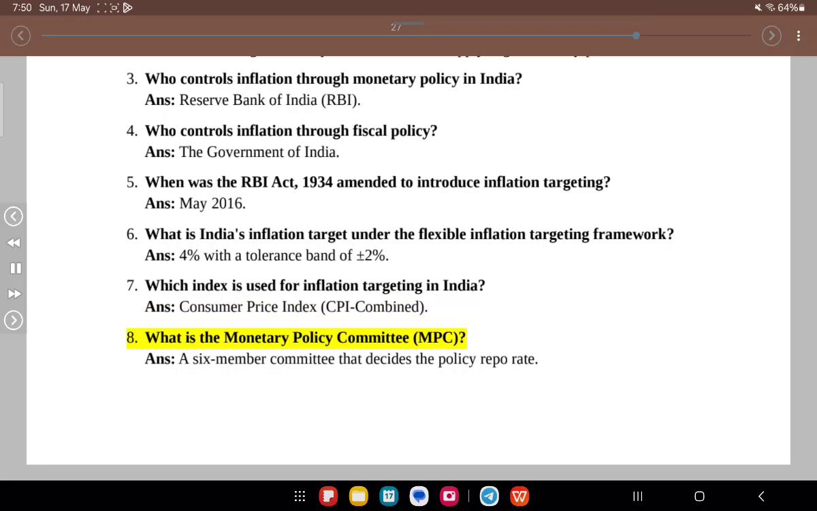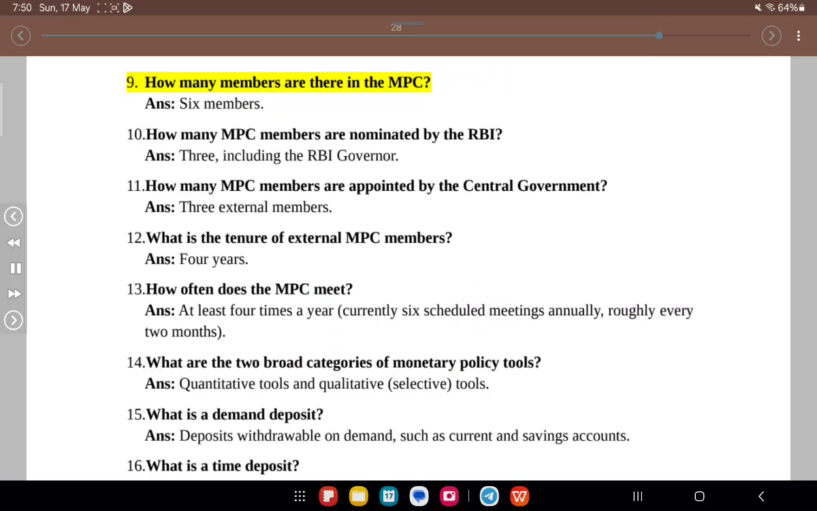8. What is the Monetary Policy Committee (MPC)? A 6-member committee that decides the policy repo rate. 9. How many members are there in the MPC? 6 members. 10. How many MPC members are nominated by the RBI? 3, including the RBI governor. 11. How many MPC members are appointed by the central government? 3 external members.